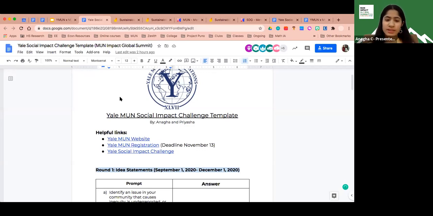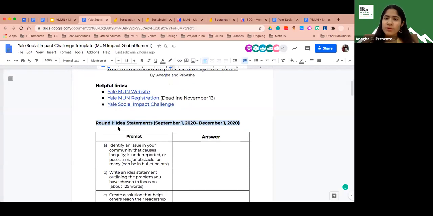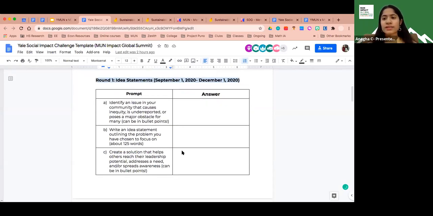And as my sister mentioned, this document goes for every round. Even if you're not joining Yale MUN, even if you're not joining the Social Impact Challenge, this is a great way to bring any project you have to life. It talks about identifying issues and then creating solutions. So regardless of the intention, you can always use this template as a good way to plan your own projects for any organizations or for yourself. It's the one-stop shop type of document which has everything from this presentation.